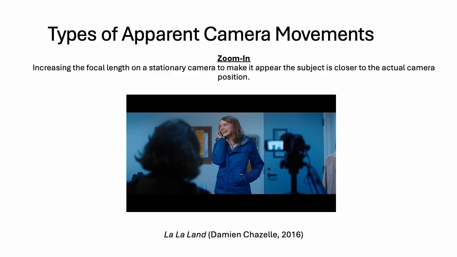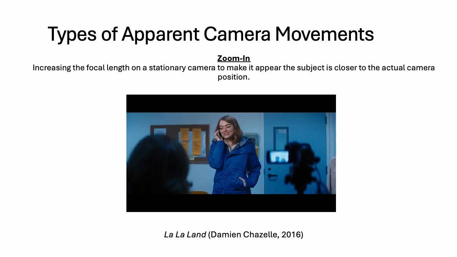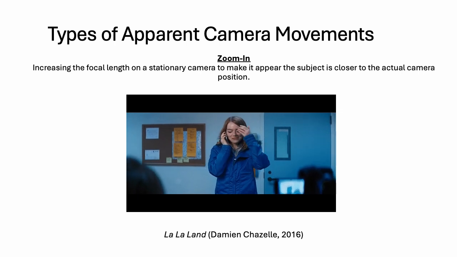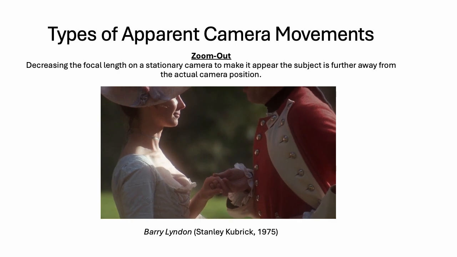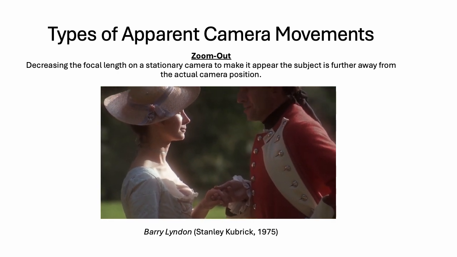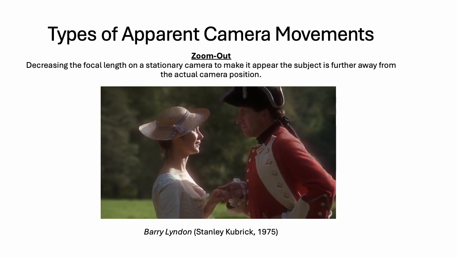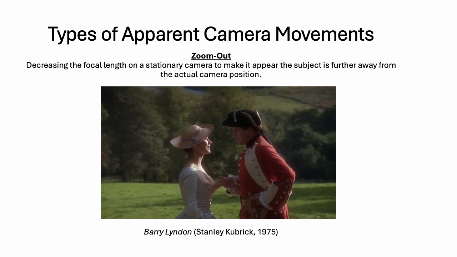Let's take a look at some of the different types of apparent camera movement, starting with the zoom in. Now, the zoom in occurs when the focal length is increased and it appears that the camera is moving closer to the subject. The zoom out is just the opposite, when you decrease the focal length and it appears as though the camera is getting further away from the subject. Keep in mind that the camera is remaining stationary the entire time, leading back to the concept of implied proximity or implied distance from the subject.